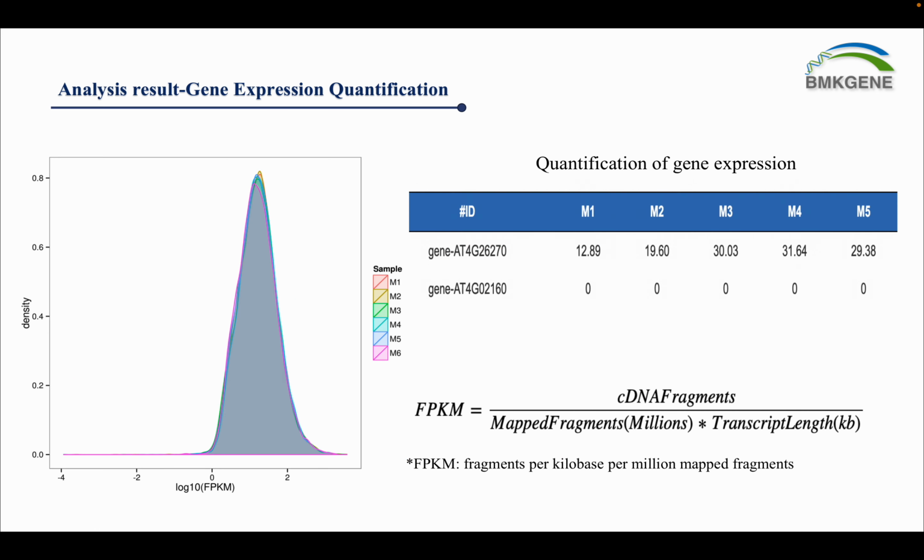And in RNA sequencing, when we quantified gene expression, the index we used was RPKM, which was calculated in the following way. What was shown on the left is the abundance of all the genes expressed from all the samples, and the content on the table is a very intuitive representation of expression of genes in different samples.